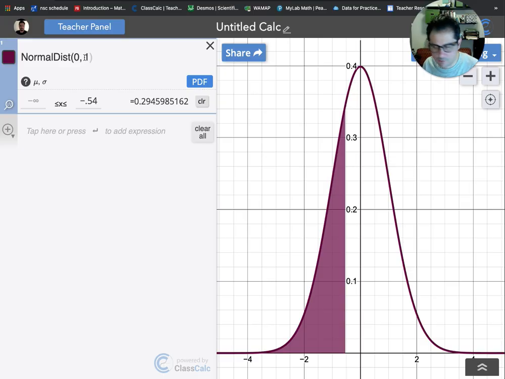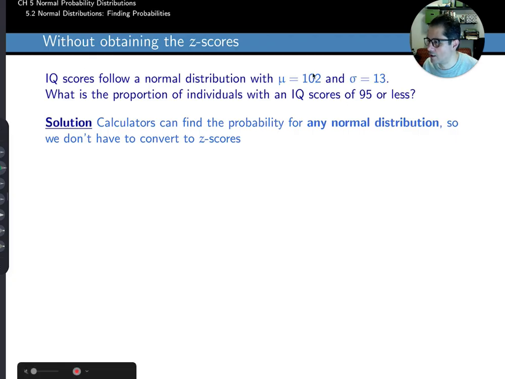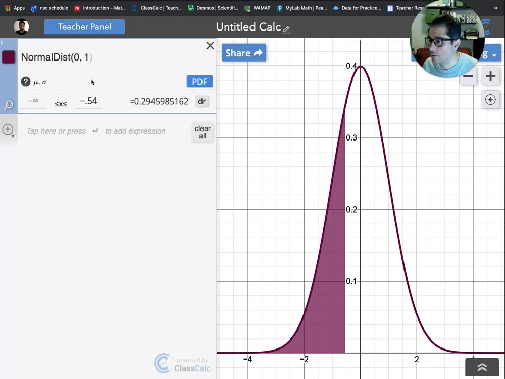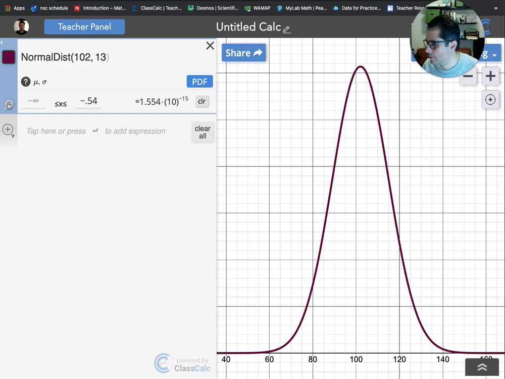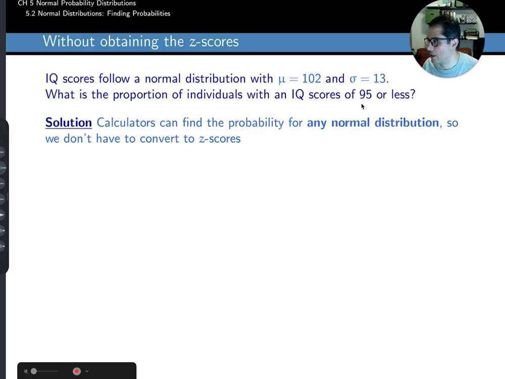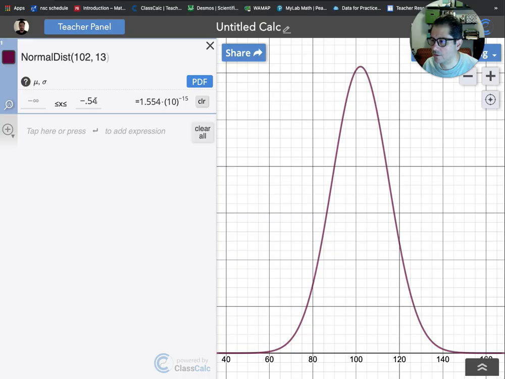But I can just say, why don't I just do directly the one that has mean 102 and standard deviation 13? So I can type here this normal curve that has mean 102 and standard deviation 13. Of course, the graph is totally different, and this number doesn't make any sense. So the graph would be over here. Now it's centered at 102 over here. But the value I have to plug in is not the z-score. I just plug in directly the 95, right? So just plug in here 95.